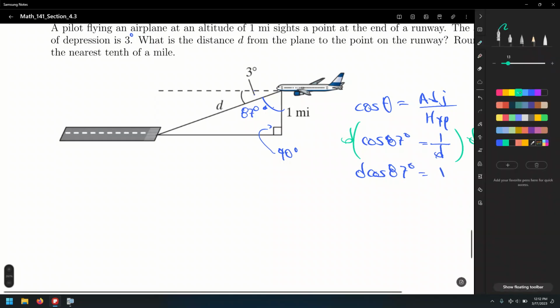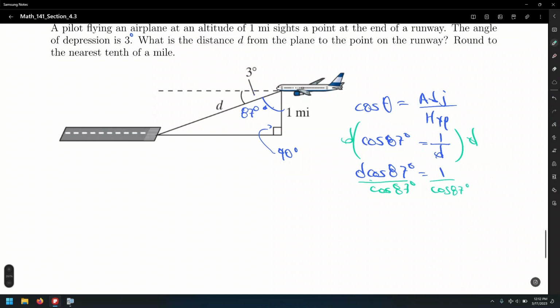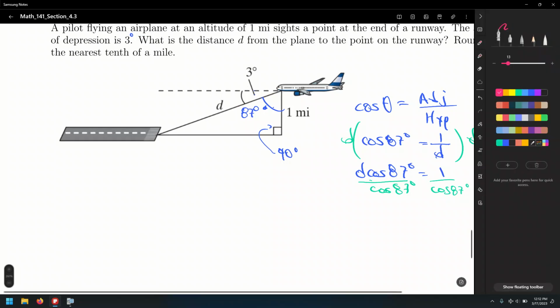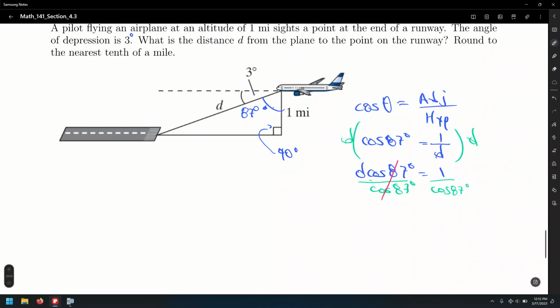And then to get d by itself, how about we divide both sides by cosine 87 degrees? Not just 87, because if we say just cosine 87, we would be saying 87 radians. That's a whole different story, right? Just be careful with that. Divide out these cosines on the left-hand side, and that's going to leave us with d equals 1 over cosine 87 degrees.